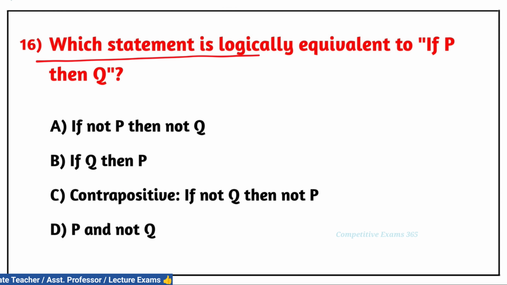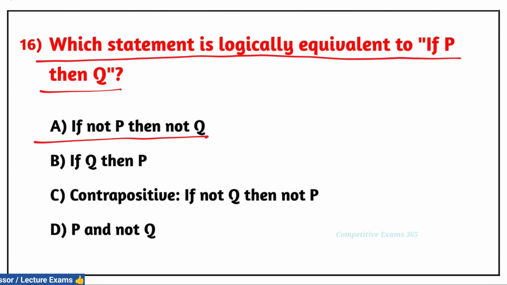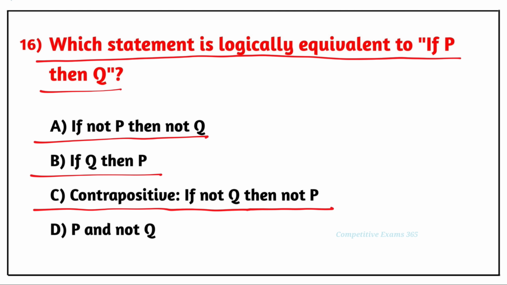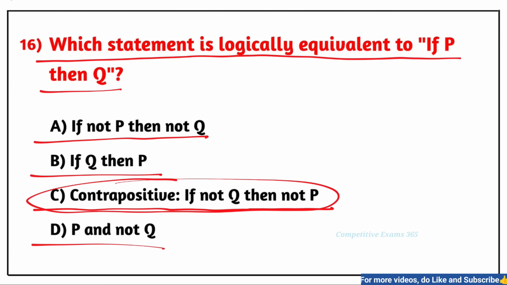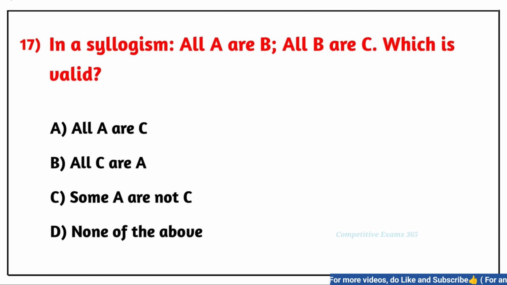16th question. Which statement is logically equivalent to if P then Q? Option A, if not P then not Q. Option B, if Q then P. Option C, contrapositive, if not Q then not P. Option D, P and not Q. Option C, contrapositive, that is if not Q then not P. It is the correct answer.